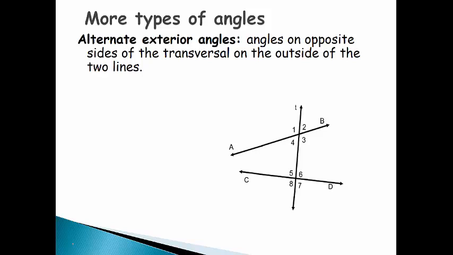All right, we have 2 more pairs of angles, and then that's it. We have alternate exterior angles. These are angles on the opposite sides of the transversal and outside of our 2 lines. So in this case, they would be angles 1 and 7. You can see they're on alternating sides of the transversal. They're both outside these 2 lines. This is the inside of these 2 lines, and they are on the outside.